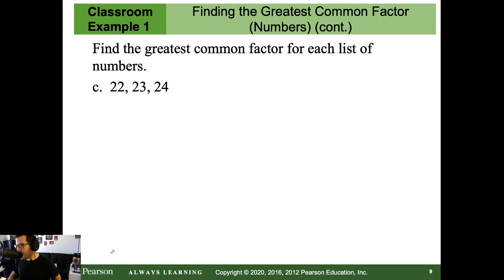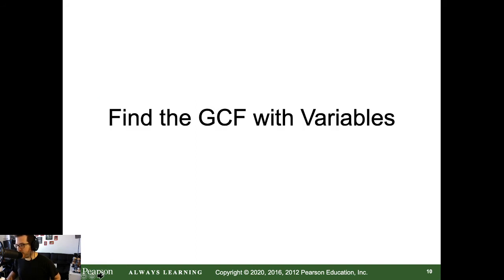Hopefully that made sense. And then this one, if you actually do this, you'll see, even if I started here with my cake method, the only number that goes into these ones is 1. So the greatest common factor there is 1. That's kind of weird, but that's kind of the answer for that one.